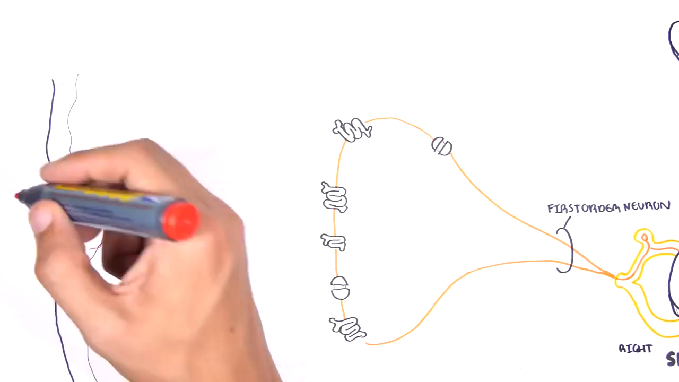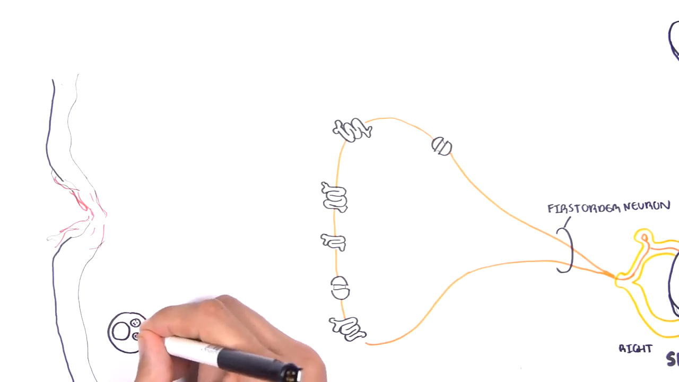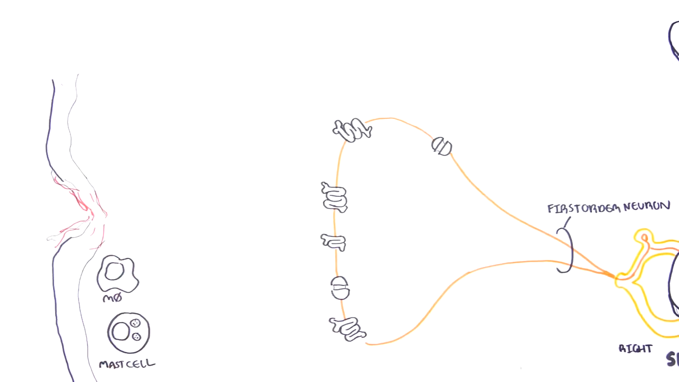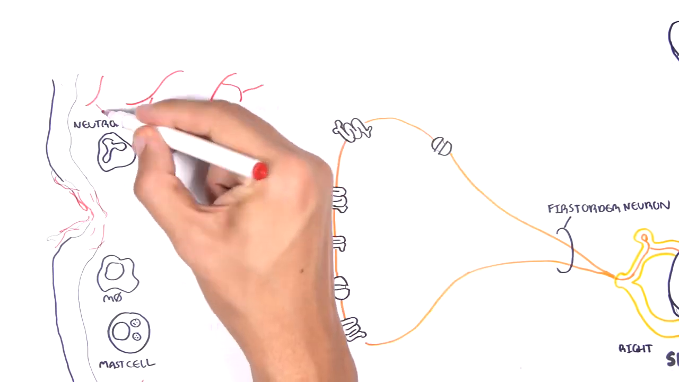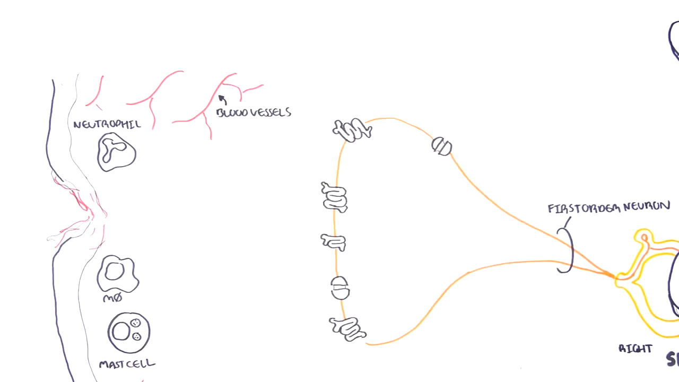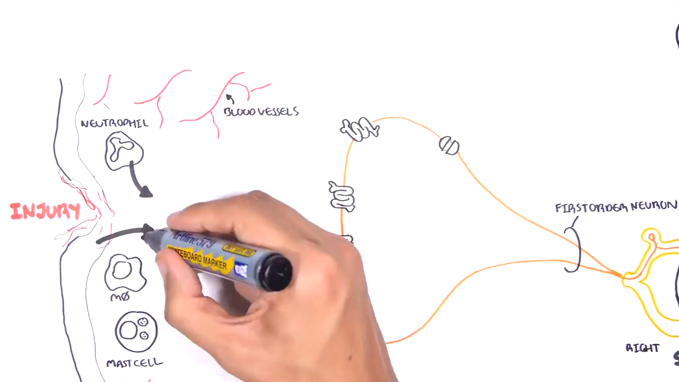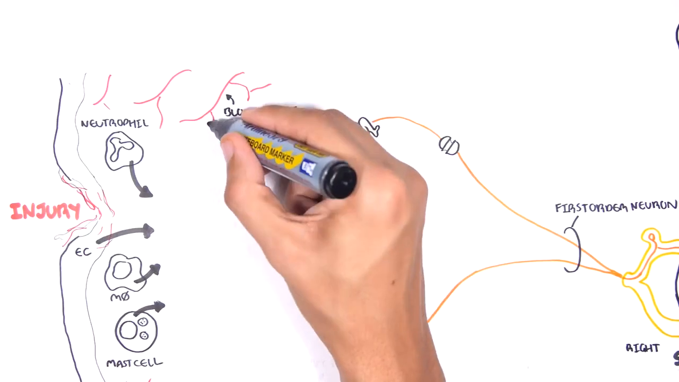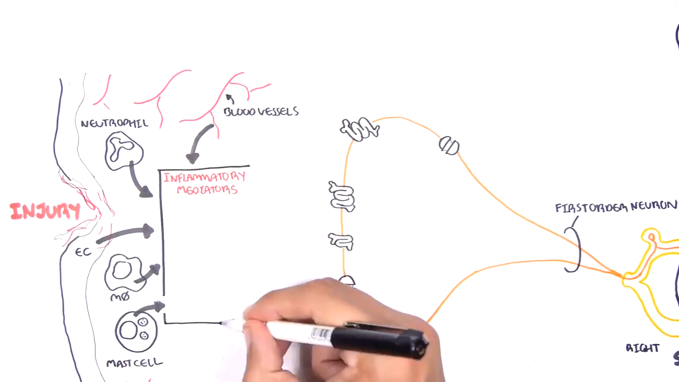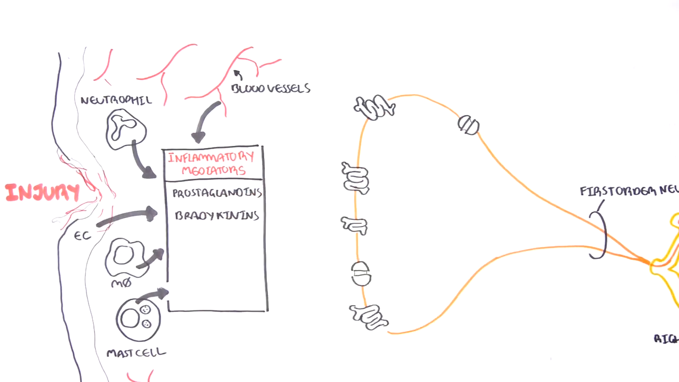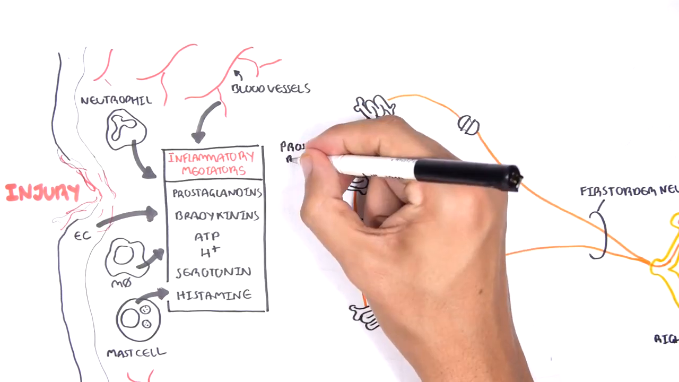Now imagine there is a cut or damage to that area of tissue, the right hand. Immune cells within the area will get activated and further recruit more immune cells, mounting an inflammatory response. Here you have immune cells such as neutrophils, macrophages, and mast cells. All these cells, as well as the damaged skin cells, will release inflammatory mediators. These are things such as prostaglandins, bradykinin, ATP, hydrogen ions, as well as serotonin and histamine, and there are many, many more. All these mediators will stimulate receptors on these sensory nerve fibers.